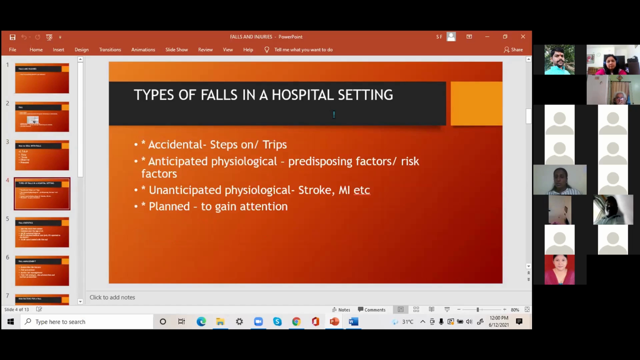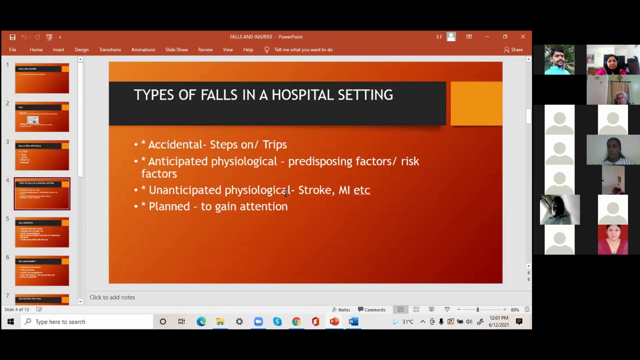Now, there are different types of falls that can happen in a healthcare setting. One is the accidental fall, where the patient steps on or trips on liquid or any spills on the floor. The second is the anticipated physiological fall, which is mostly contributed by the predisposing factors and medical conditions present in the patient. Another one is the unanticipated physiological fall, where the patient is seemingly normal, but unexpectedly there might be a stroke or a myocardial infarction, which may predispose the patient to a fall.